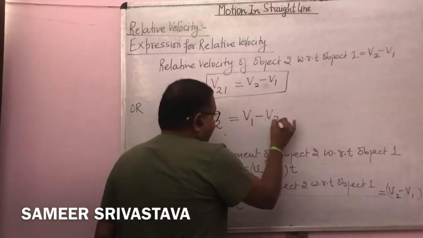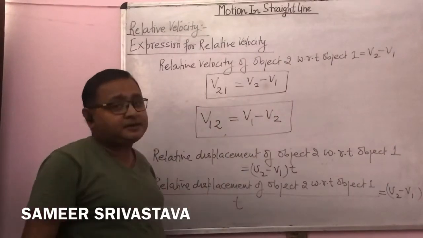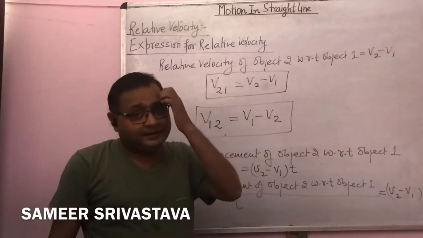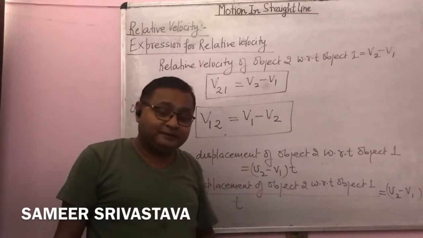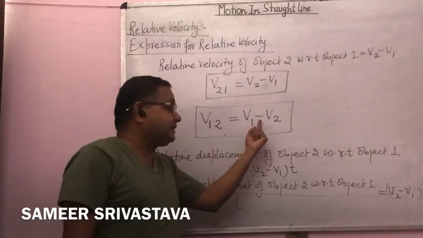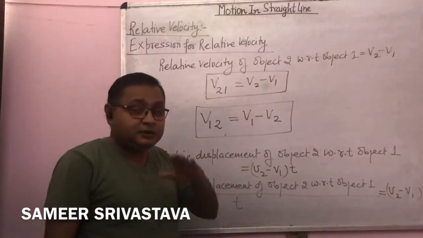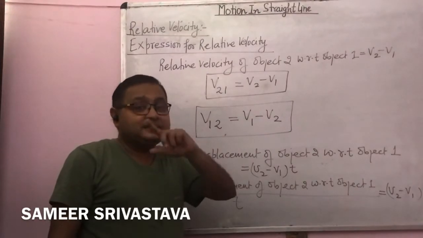as v1 minus v2. So students, always remember, when the objects are moving in the same direction and you have to find the relative velocity of one object with respect to the other, there is a difference of their individual velocities. Okay, so when the objects are moving in the same direction.